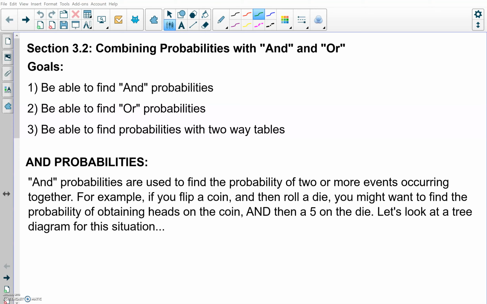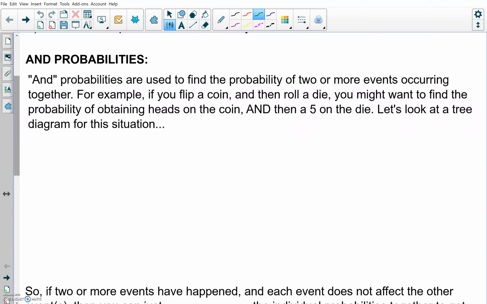The first one we'll focus on are and probabilities. And probabilities are used to find the probability of two or more events occurring together. For example, if you flip a coin and then roll a die, you might want to find the probability of obtaining heads on the coin and then a 5 on the die. So let's take a look at a tree diagram for this so we can start to build up the formula concept behind these and situations where you want to see more events occurring together.